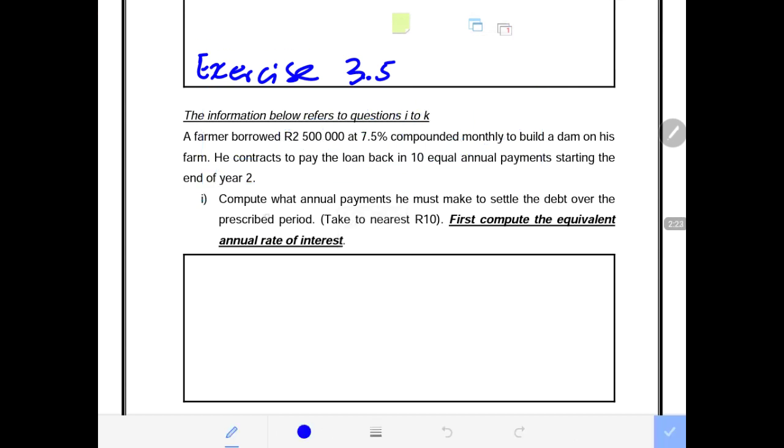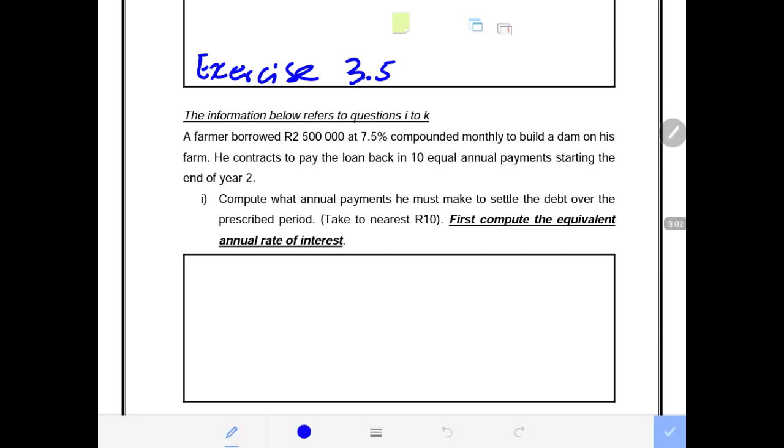Now, it says compute what annual payments he must make to settle the debt over the prescribed period. And I want to highlight this. Not always will this information be provided to you, where you are given tips that you must start with this. That is not always the case. I also don't like to always give step by step the flow of information. Some things need to be hidden, and the student, by his or her intelligence, must be able to know what must be calculated before a certain step is required.